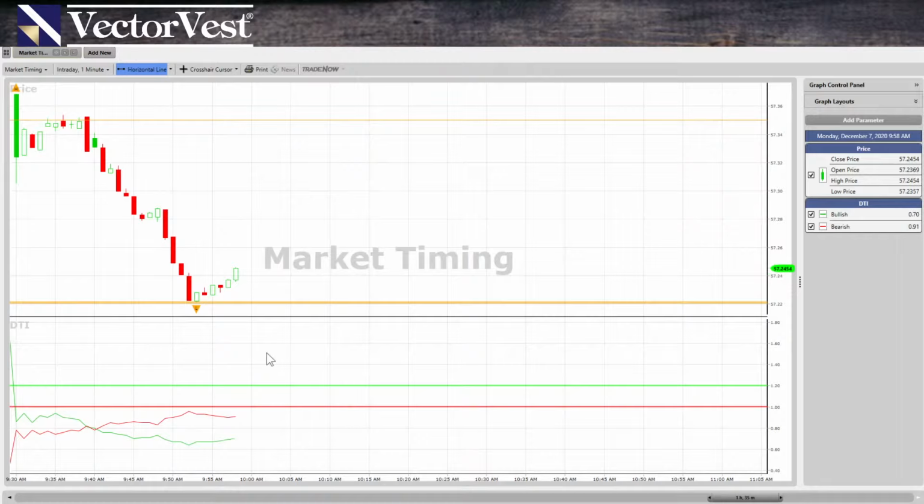Don't rush it. Let it come to you. But in real time, we're watching the price movement of the VectorVest composite move. Look at that bounce and look at that move of the DTI. All right, this will show it. And again, from a day trading timing, look at that move.